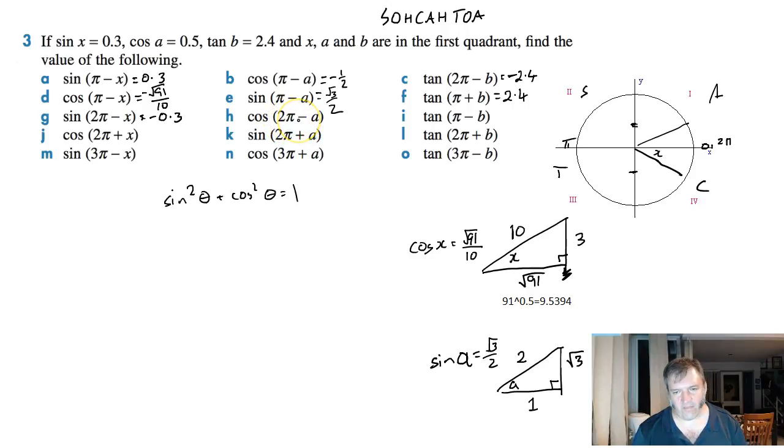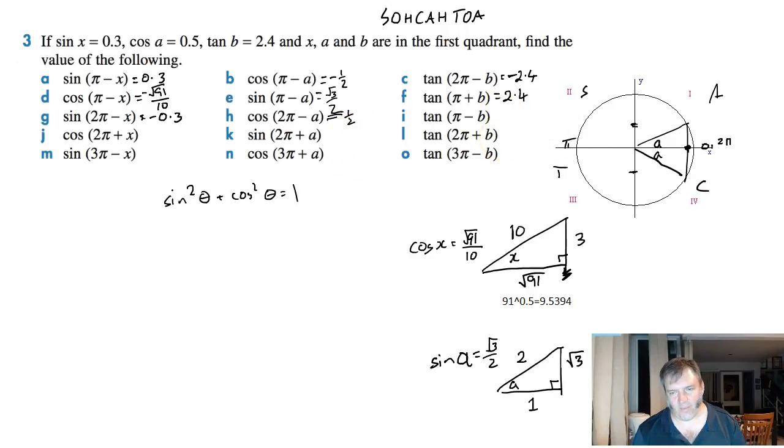Cosine of 2 pi minus a. Doesn't matter that I haven't drawn them accurately. I could just draw a like that. It doesn't really matter at all. Cosine of 2 pi minus a is going to be exactly the same as the cosine of a, isn't it? Because 2 pi minus a, it's still to the right. It gives me the same x-coordinate as just the cosine of a. We already know the cosine of a is 0.5, or a half. So this one's going to be 1/2 as well.